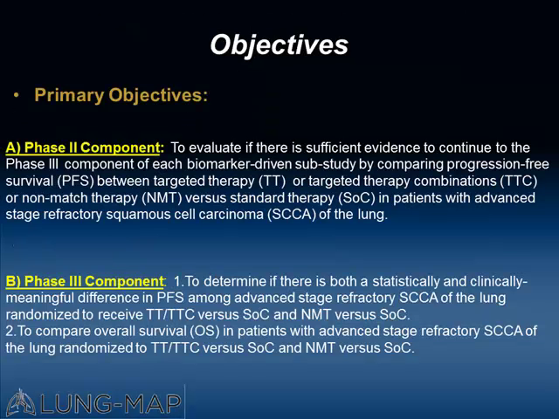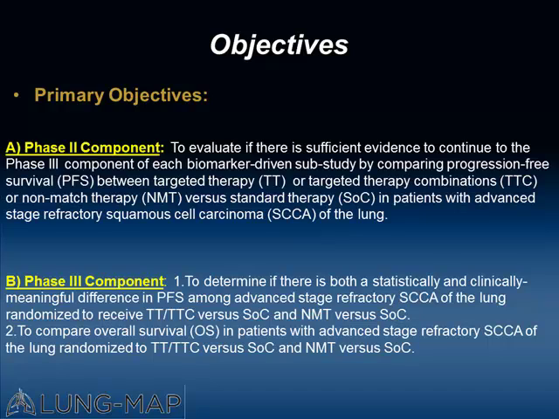So I'm going to also try to simplify this next very wordy slide. The endpoint for both the phase 2 and the phase 3 component of this trial is progression-free survival. The phase 2 component will target a sufficient progression-free survival difference between the targeted therapy and the standard of care to allow us to proceed into the phase 3. And this is true not only for the targeted therapy arms, but also for the non-match arm, as I will show you in a minute.